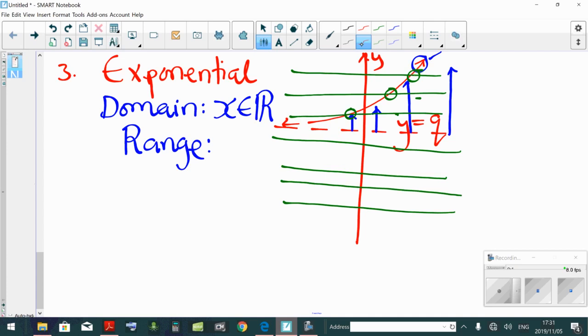Now, our graph is above the asymptote. So our range would be all y values, y element of R. However, it must be the values of y which are greater than q. Take note that I'm not writing greater or equal to, because our graph will never touch the asymptote. It's not defined at the asymptote.